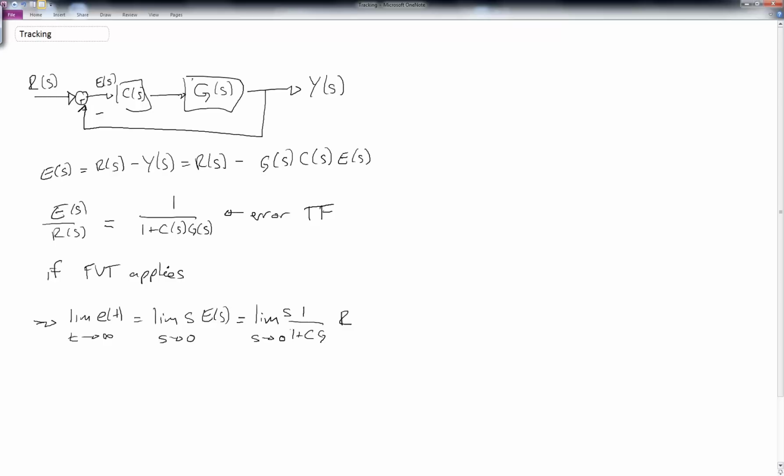Now, of course, the value of this limit is going to depend not only on C and on G, but also on R. So a lot of times we'll look at let R be a unit step or just 1 over S. And notice now that implies that this limit is just 1 over 1 plus CG as S goes to 0. So a lot of it here depends on the CG, which is also known as our loop transfer function.